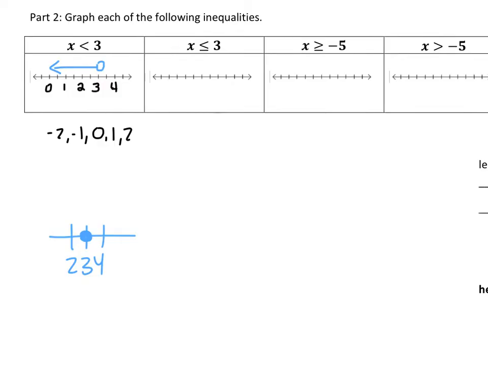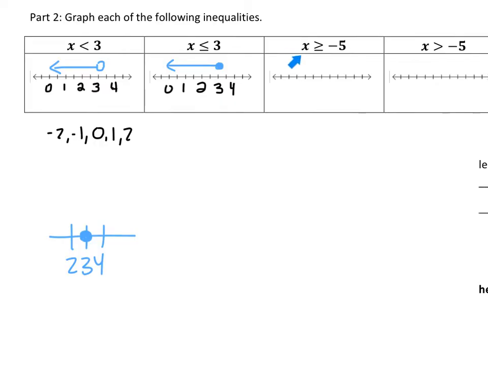The next example says x is less than or equal to 3. So I'm going to graph both my x equals 3, which is a closed circle above the 3, and all the numbers below it.